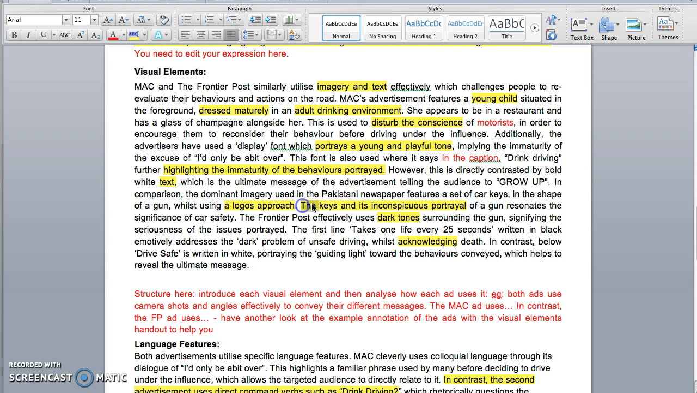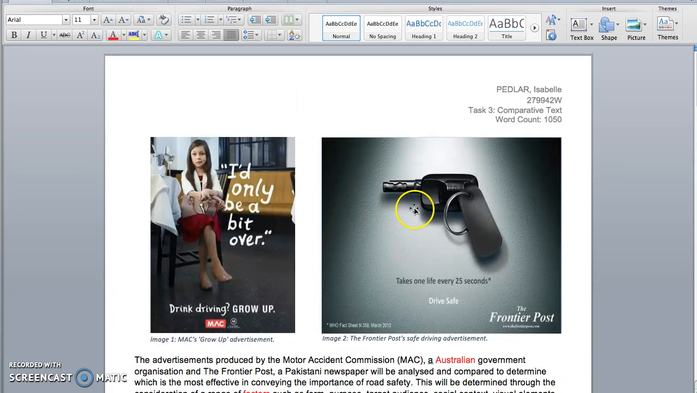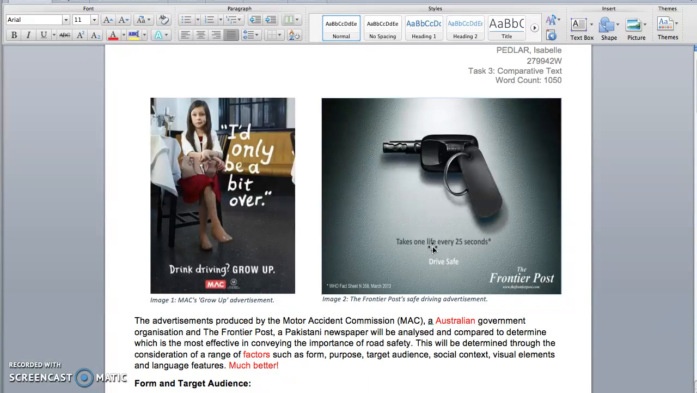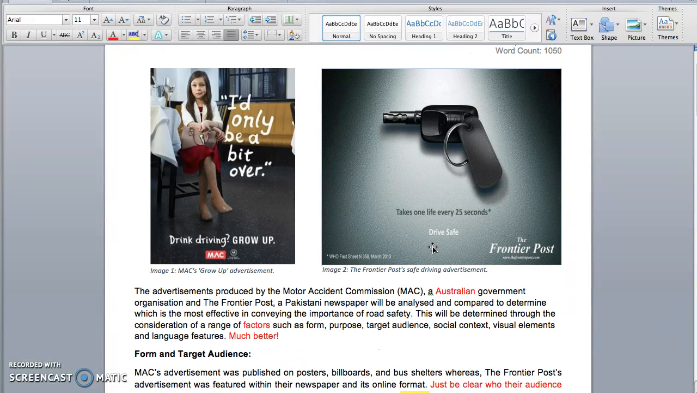Talk about the camera shots and angles. If you look up at it, this is an overhead shot because we're looking down. This one is point of view and it's a mid shot. This is overhead and it's a close-up. So you need to have a topic sentence. Both advertisements use camera shots and angles in order to effectively convey their main message.